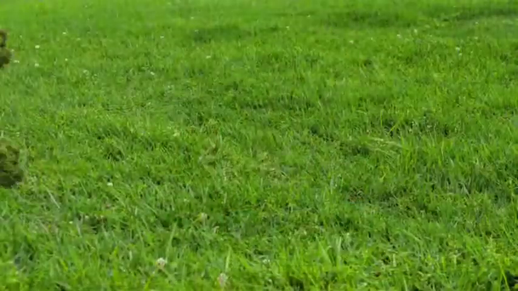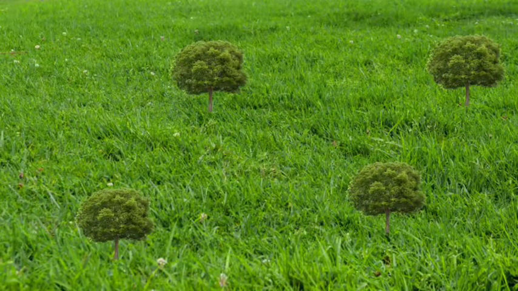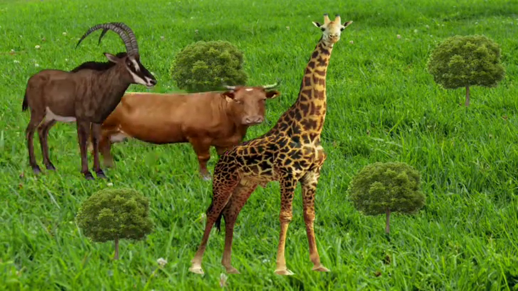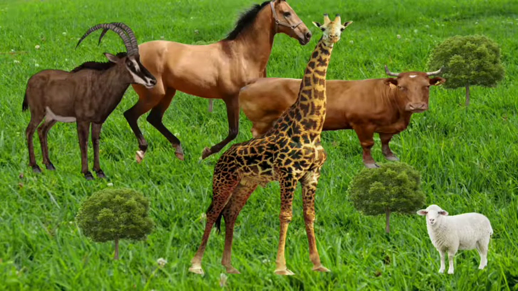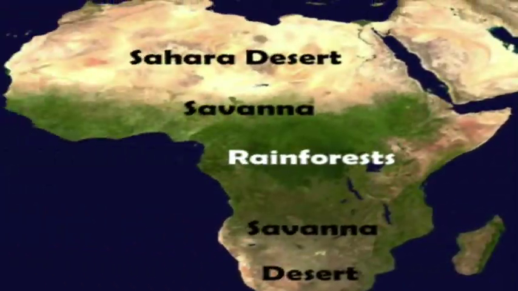Moving on to the savanna. So the savanna is a broad grassland with scattered trees. Some savannas have herds of animals such as giraffe, antelope, and cattle, sheep, and horses. Savannas are common north and south of the equator, and they have dry and wet seasons.